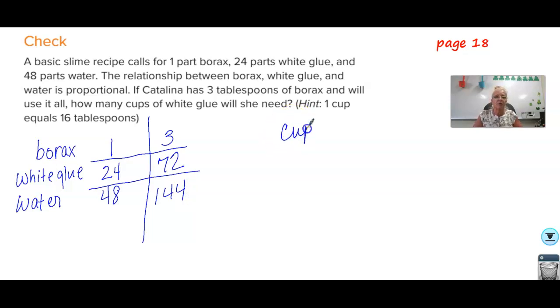So how many cups? They want to know how many cups of glue. Guess what? We're working in tablespoons. So they want cups. I have 72 tablespoons of glue. How many cups is that? Well, they gave us a hint: 1 cup is 16 tablespoons. So we need to divide 72 by 16. And that is 4.5 cups of glue. That's a lot of glue. We're not going to be making this. And we're not going to have a problem like this on the assignment.